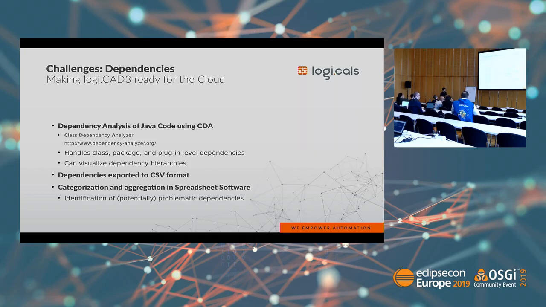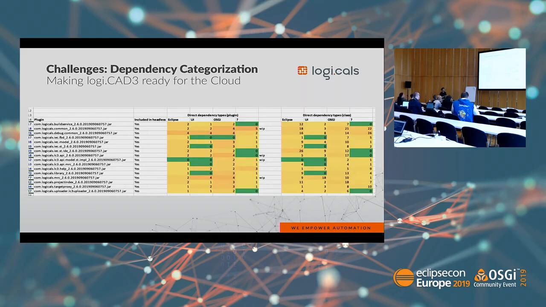So basically, we created a spreadsheet that showed us where work is needed the most to get the dependencies right. So green means it's okay, and the darker the yellow or reddish, the more work needs to be done here.